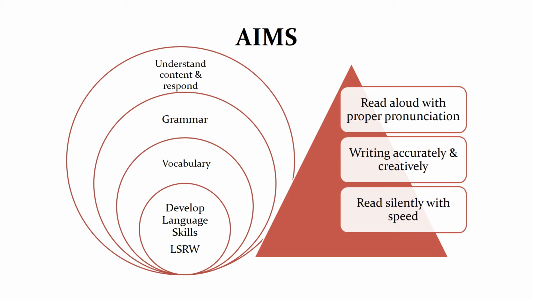lesson. And as an end result, children are able to read a lesson loudly, giving proper pronunciation, stress, intonation, pauses, and so on. Moreover, they can start writing on their own, accurately and creatively. Plus, they are able to read the lesson silently with enhanced speed. So these are the aims or the objectives of teaching a prose lesson.